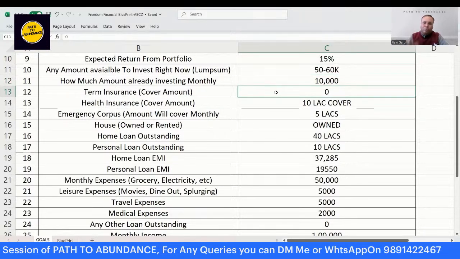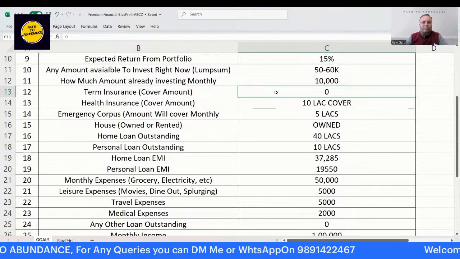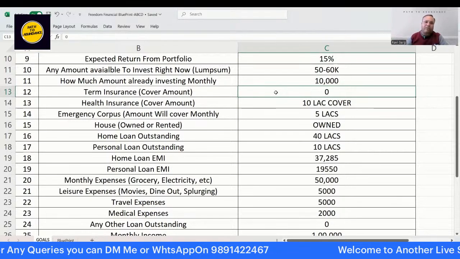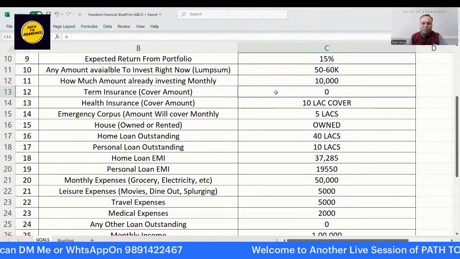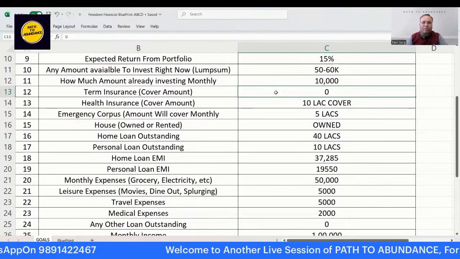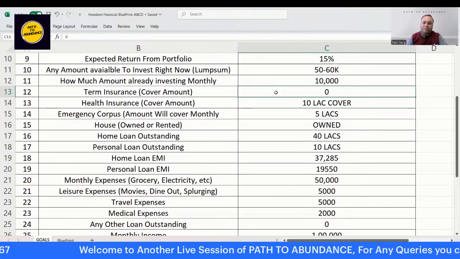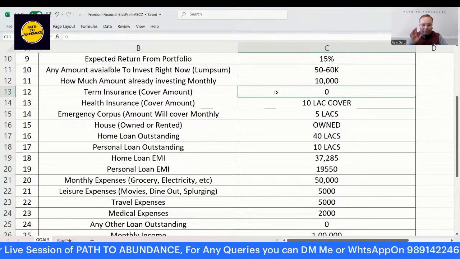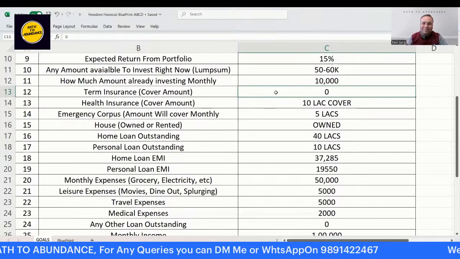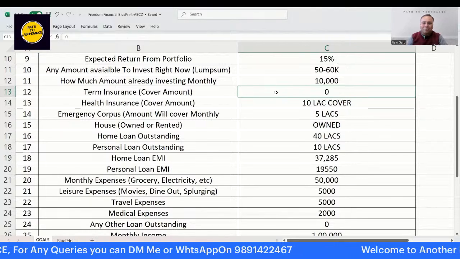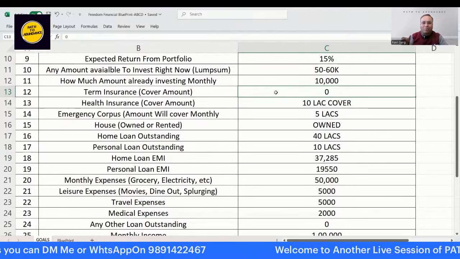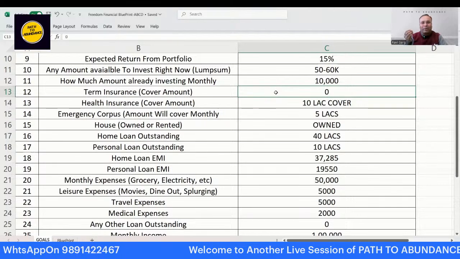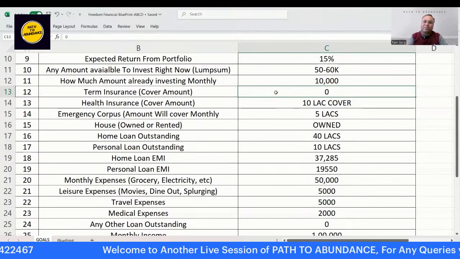Term insurance: most of my prospective clients, most of the clients I have dealt with, don't have any term insurance. They think this is a total wastage of money. Trust me, this is not a wastage of money. This is very much important. You are risking your life of crore rupees by just not paying 20, 30, 50 rupees on a daily basis.